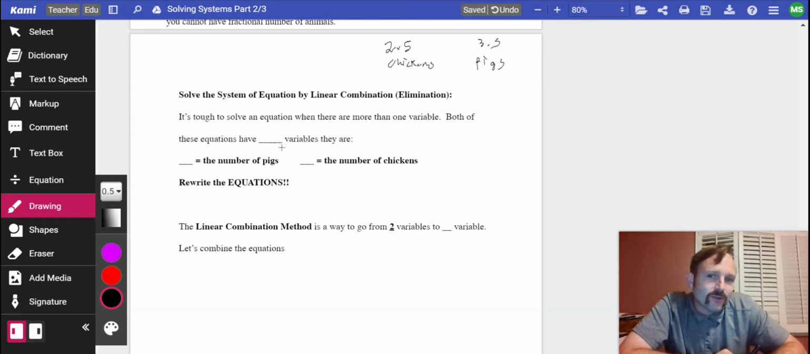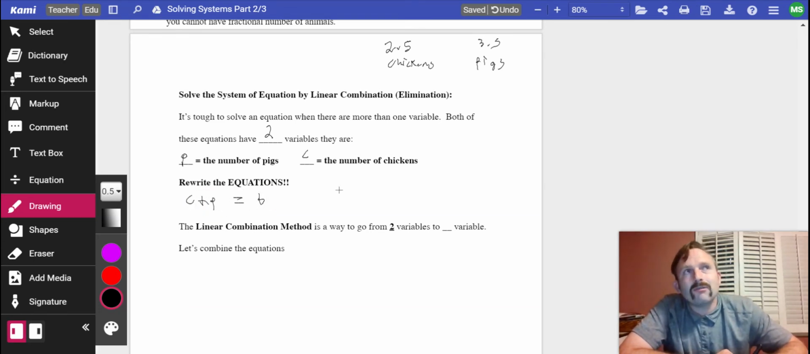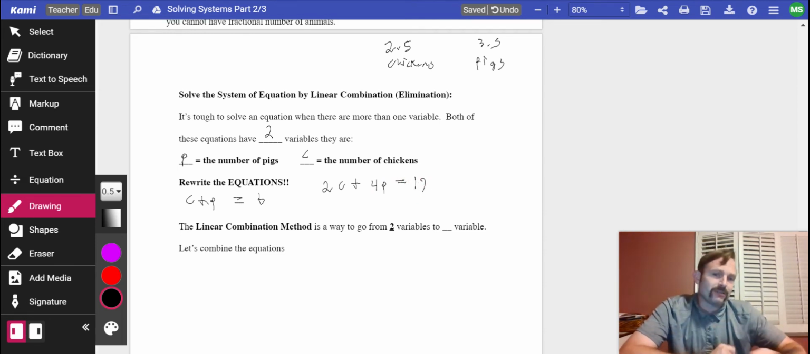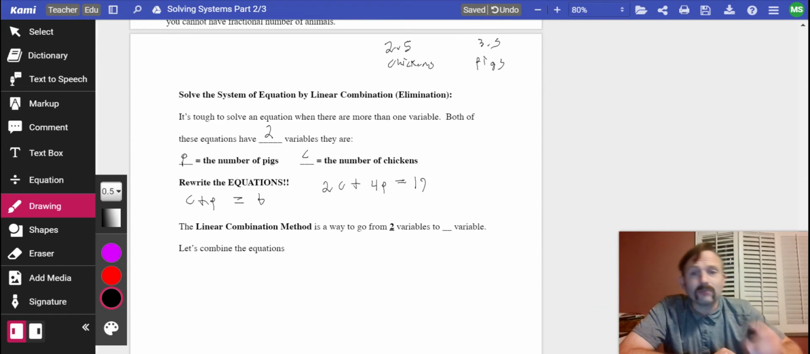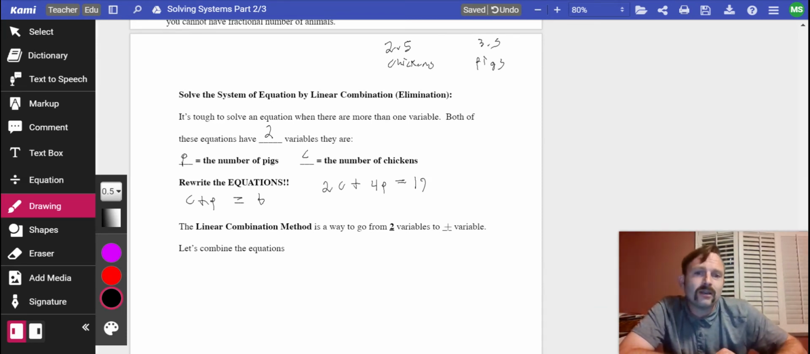So both of these equations are going to have two variables. One's going to be p, the other one's going to be c. Writing this out, we know c plus p is equal to 6. And we know 2c plus 4p is equal to 19. So the linear combination method is a way to go from two variables to one.